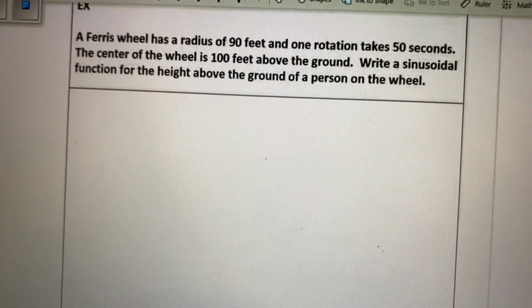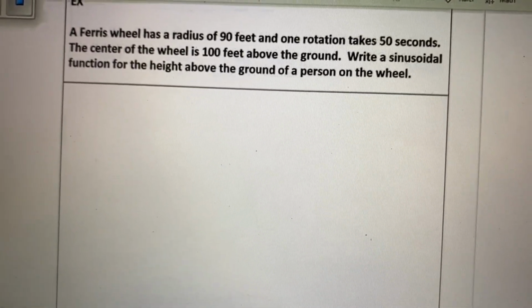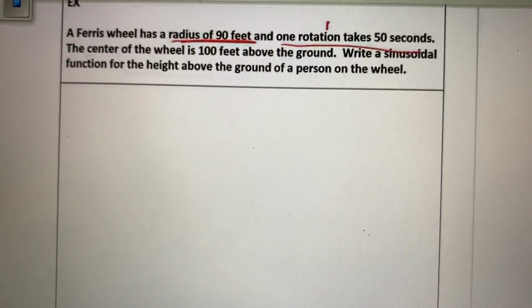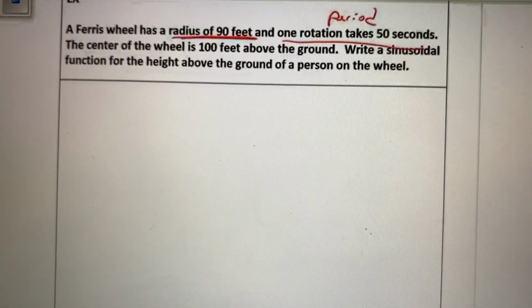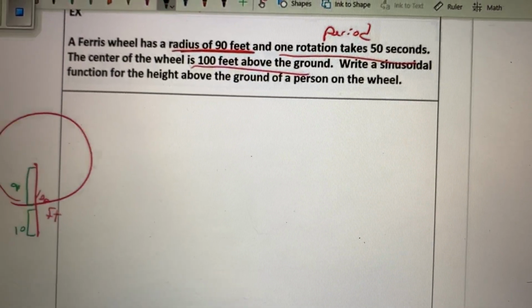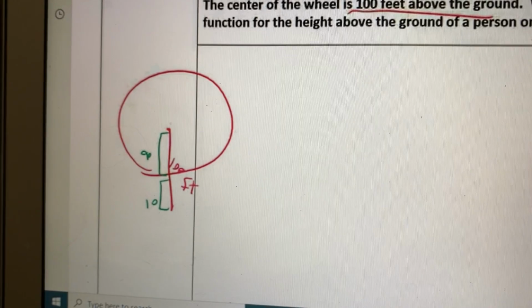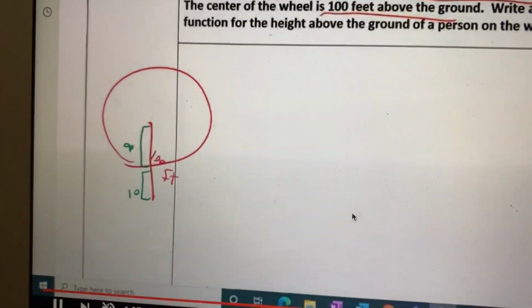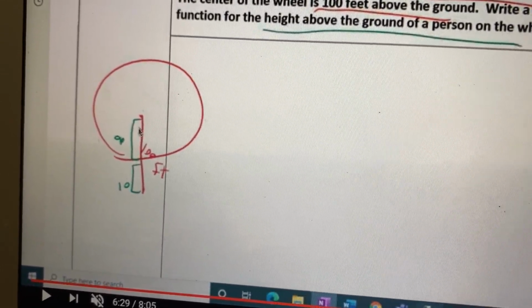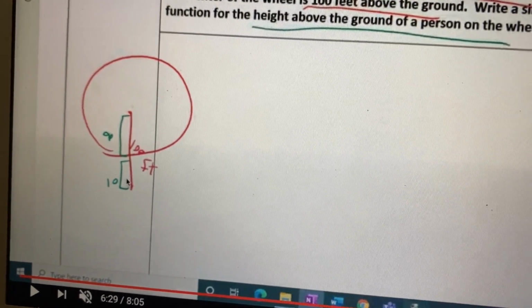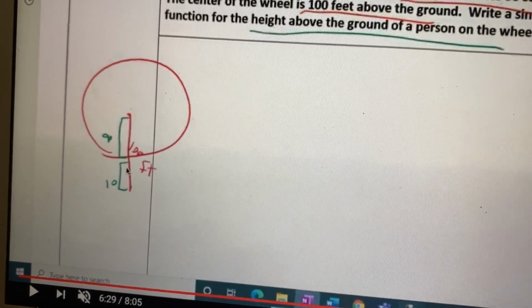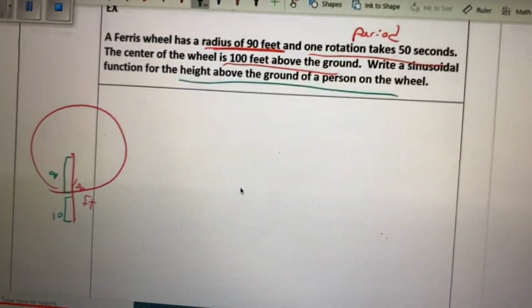Okay, so this is the last one. There is a problem on your test very similar to this. So just kind of keep that in mind when we're going through this problem. One complete rotation takes 50 seconds. So that is our period. The Ferris wheel has a radius, if you can see that, of 90. And so there's a difference of 100 feet right here. So the radius is 90 and it's shifted up 10. So think about how that 10 right there would affect our equation. Okay.